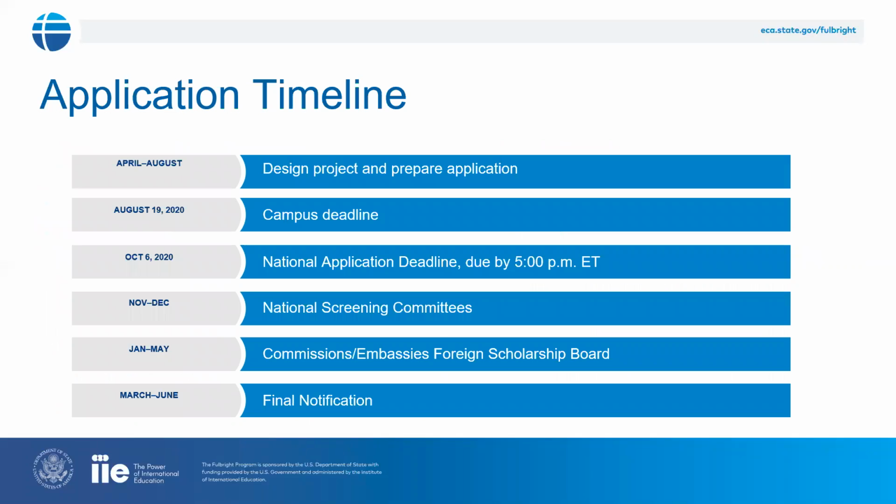This is the big picture application timeline as put forward by Fulbright. We'll talk about ours in a little bit more detail shortly. But right now we're in the design project and prepare application point of the timeline. Our campus deadline is August 19th, which is, I think, the Wednesday before classes start in the fall. The national application deadline is October 6th. The reason that we have a month and a half in between the national deadline and our campus deadline is because Fulbright asks us to do campus evaluations of every applicant.